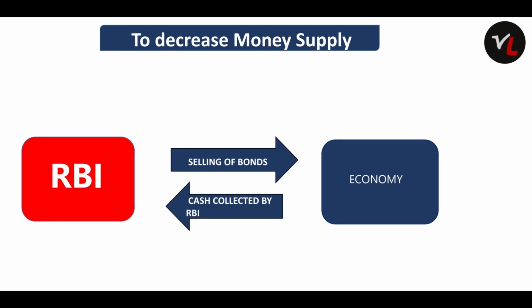To decrease the money supply, what does RBI do? RBI sells these bonds so that cash is collected by the RBI and the bonds are sold. This is the process wherein RBI regulates or decreases the money supply.